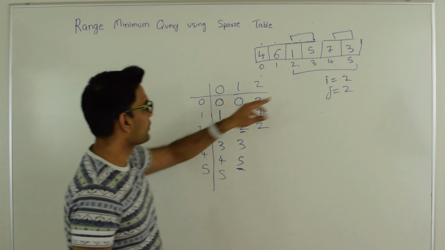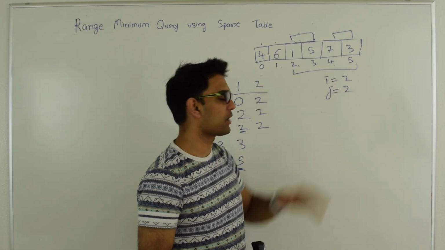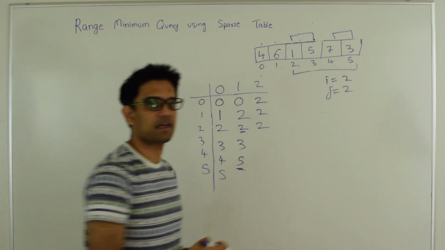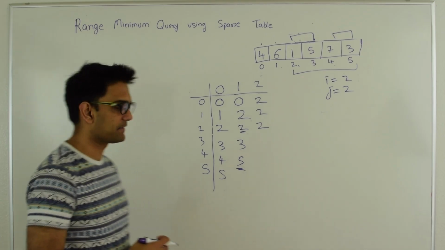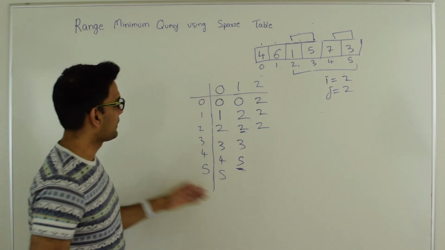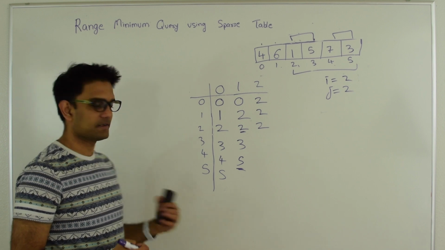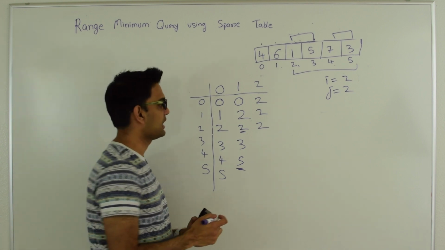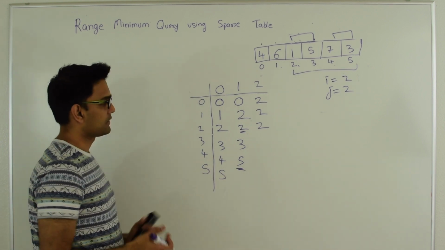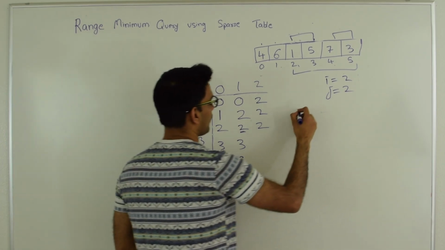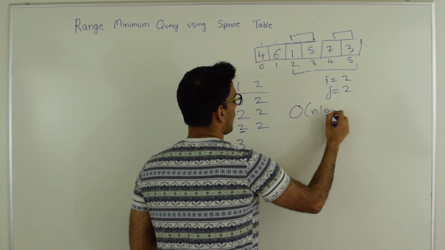And from 3 onwards we don't have 4 elements, or 2 raised to 2 elements, left. So we stop at this point, and here we have recreated our sparse table again, but this time in O of n log n time. So the time complexity for this algorithm is O of n log n.